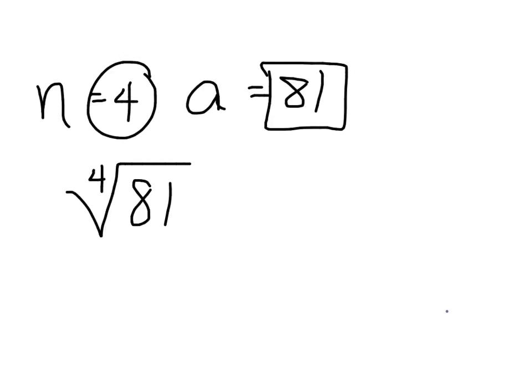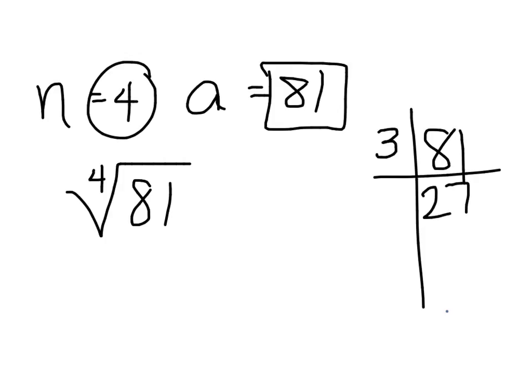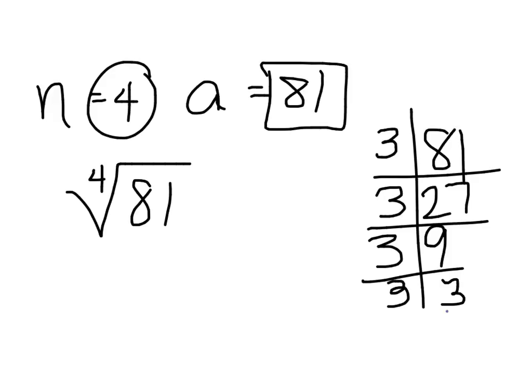Either A, by using your calculator, or B, 81. Does 2 go into 81? Does 3? 27 times. Does 3 go into 27? 9 times. Does 3 go into 9? And 3 goes into itself once.